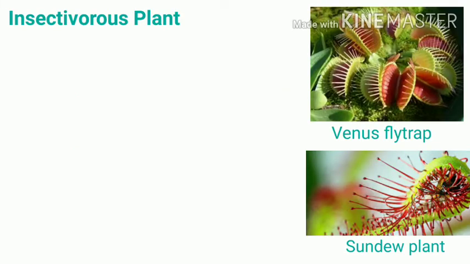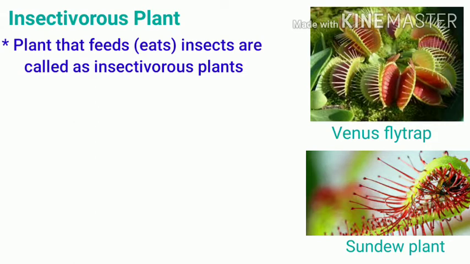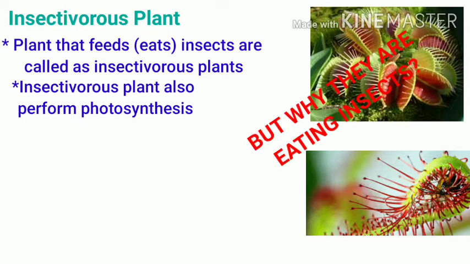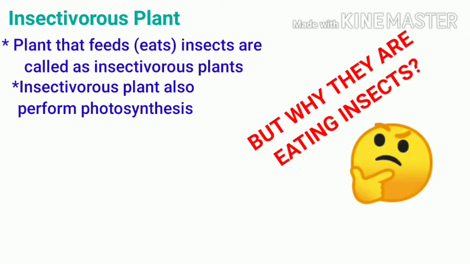In this, first we are going to learn about insectivorous plants. Insects we all know, orous means eating. That means the plants that feed on insects are called insectivorous plants. Have you ever noticed the insectivorous plant? They are also green, and you might be thinking they perform photosynthesis. Yes, they also perform photosynthesis. But why are they eating insects?